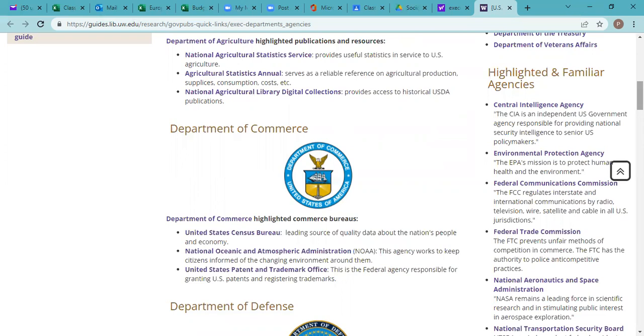All right. And so it says EPA's mission is to protect human health and the environment. And of course, there is actually a lot more: National Aeronautics and Space Administration, which is NASA. And so this is actually a pretty good website right here. Okay.